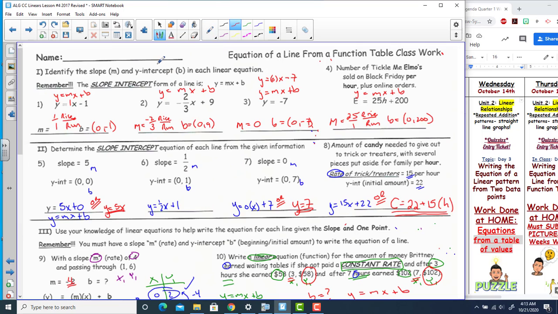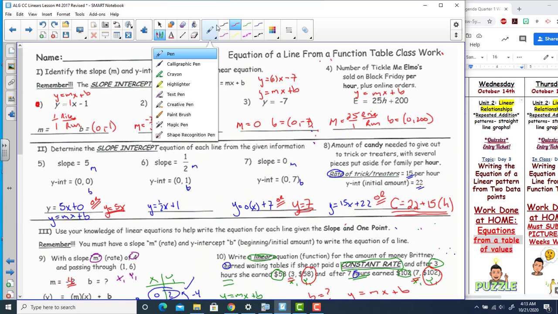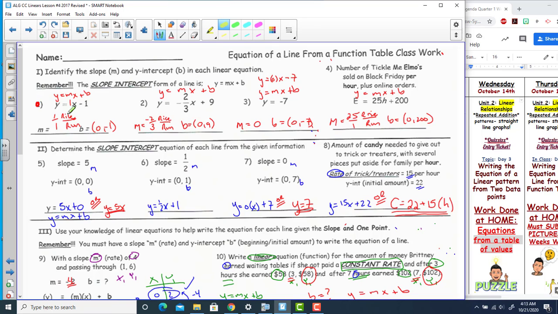Awesome. Hopefully your work looks like mine. If your work looks like mine, ladies and gentlemen, in number 1, if you're identifying the rate of change and the slope, I hope you understand that there is 1x, therefore the rate of change is 1 over 1. It's going up 1 measured amount every 1 unit of time.